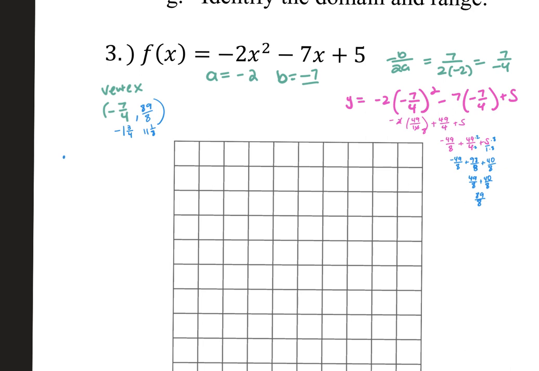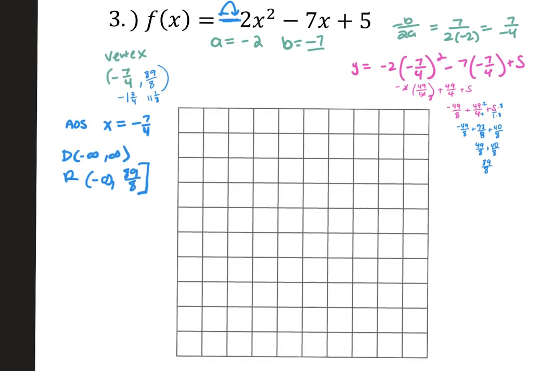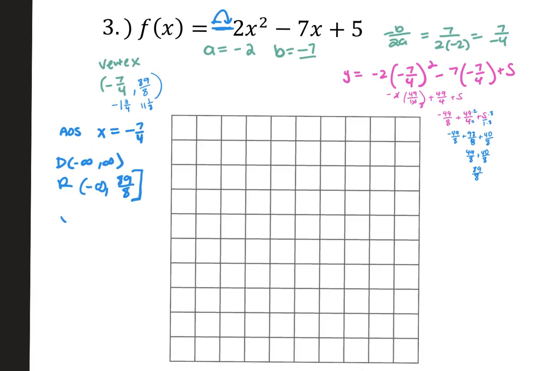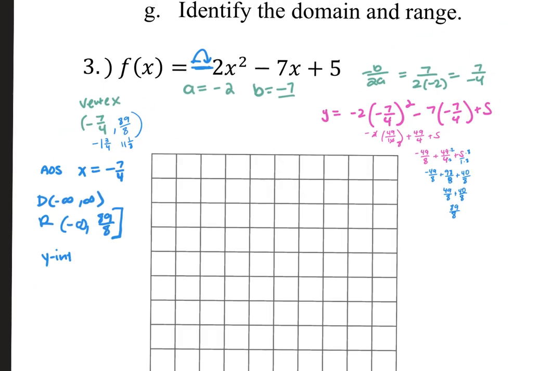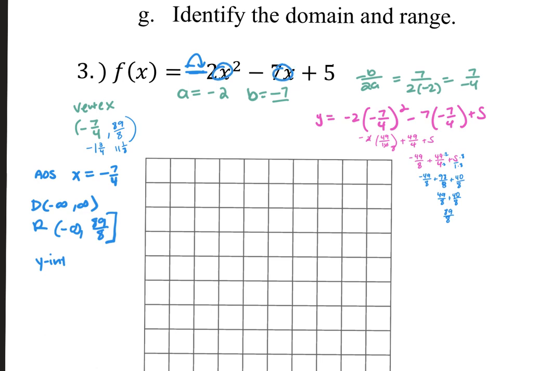Now my axis of symmetry is x equals negative 7/4. Domain, all real numbers. Range, this opens downward because of the negative, so negative infinity up to the y, which is 89/8 with a bracket on that. And the y-intercept, I would zero out these x's and I get 5.